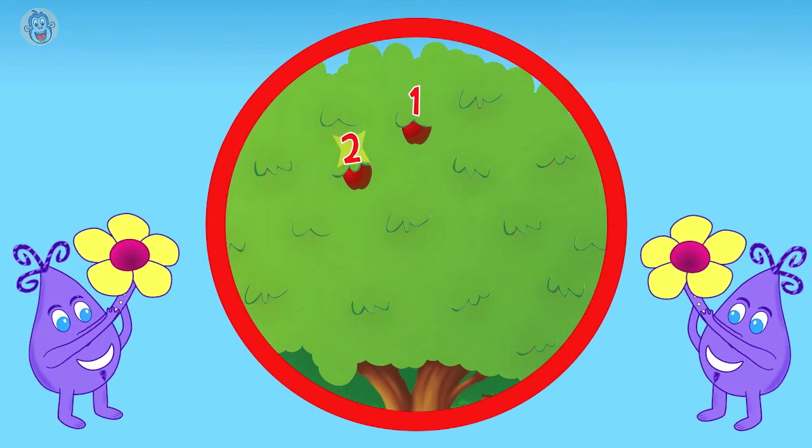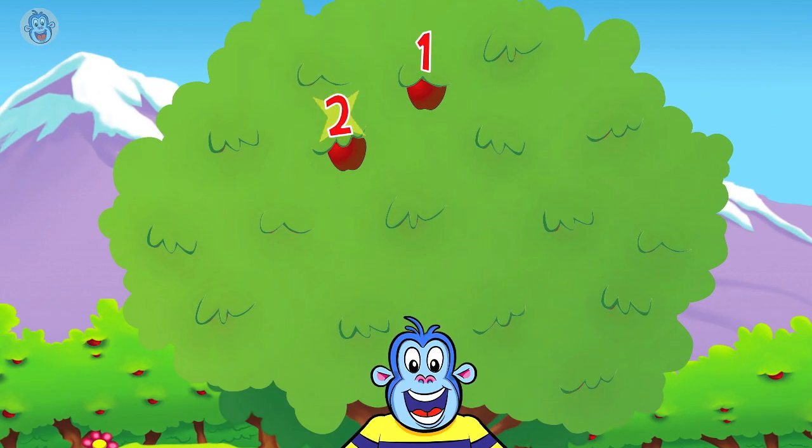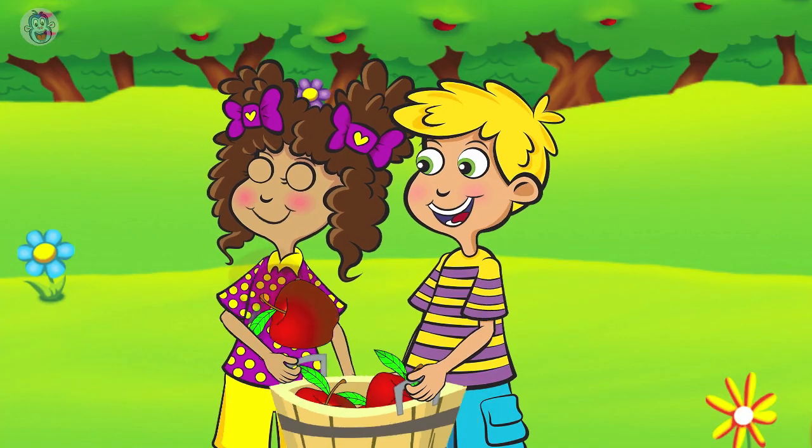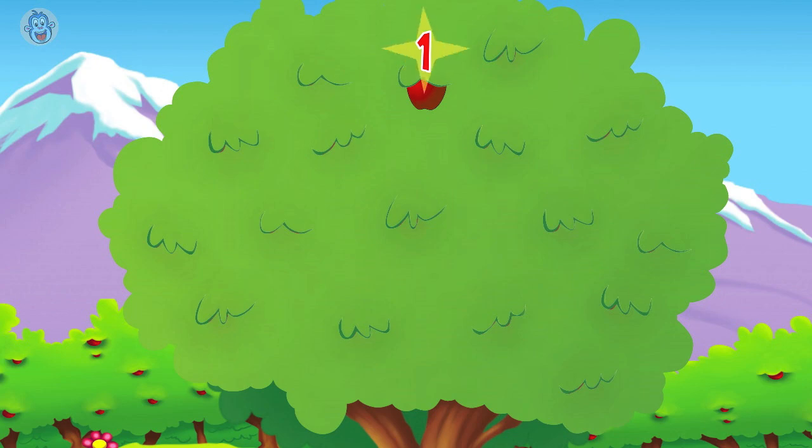2 candy apples hanging on a tree looking mighty tasty to me. If I pick one of them, share it with my friends, 1 candy apple left on the tree.